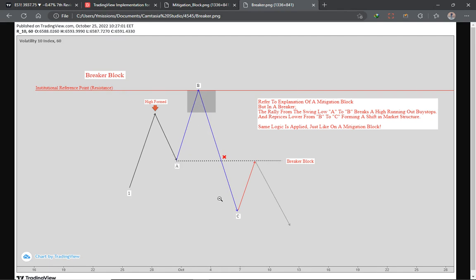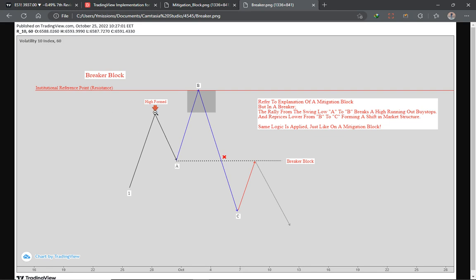The logic is the same in terms of the buyer's remorse and seller's remorse logic that I was explaining at the mitigation block. The only difference is, with a breaker, we see it not making a failure swing. It instead trades above the initial swing. So we have a swing high formed right here, and then we form a low, we rally up, take out short-term buy-side liquidity right here, and we might be trading into a PDRA, and then we slam liquidity one more time. That's a breaker block for me.